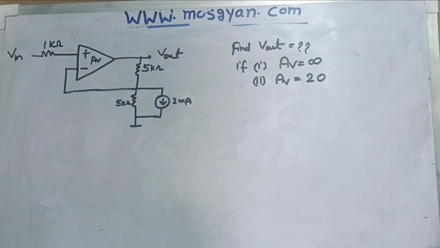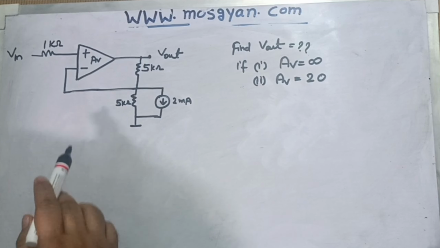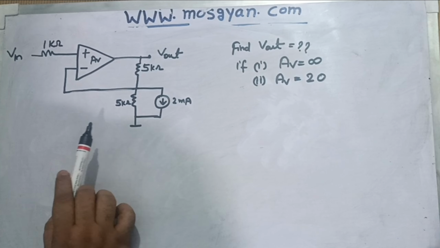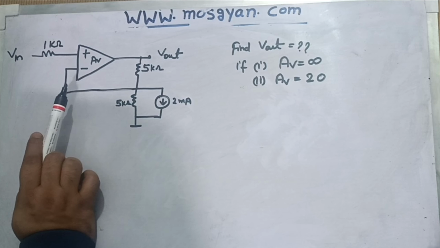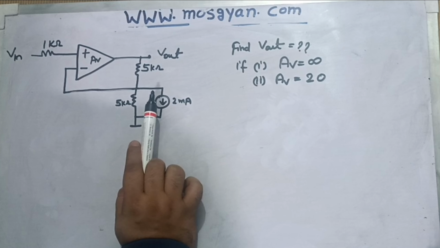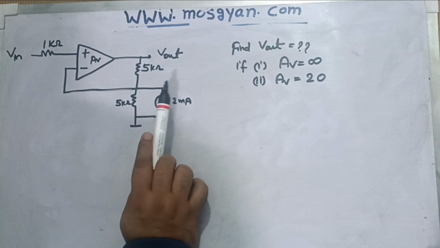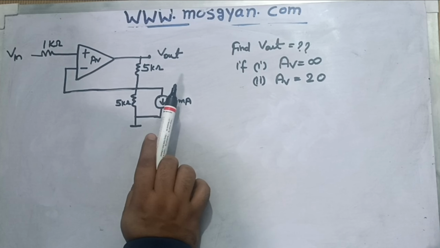So in today's video, we have been given one question which is based on the op amp. You can see this op amp is drawn and the input is applied on the non-inverting terminal. At V out, some resistance and a current source are connected, and the question asks us to find the V out value in two separate cases.